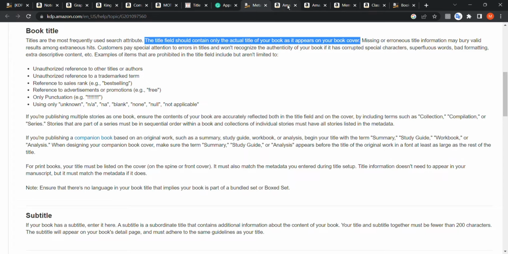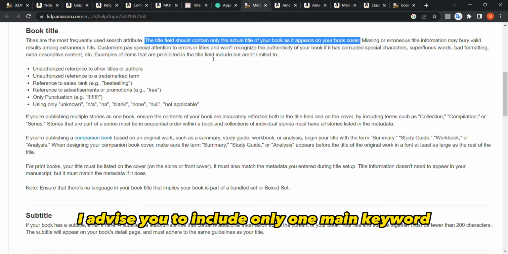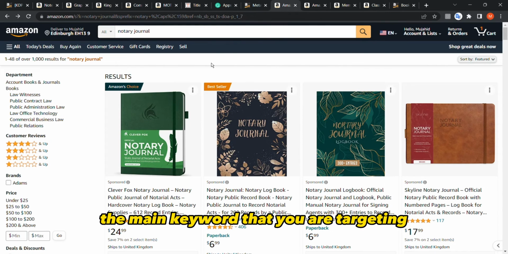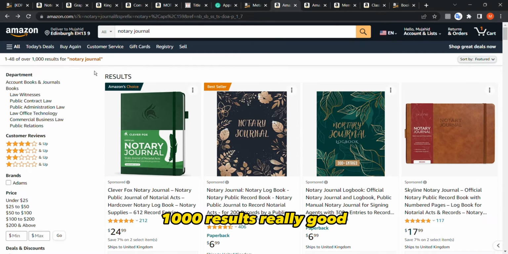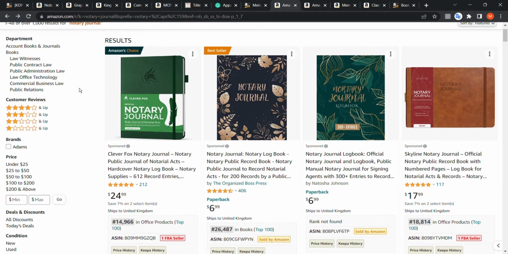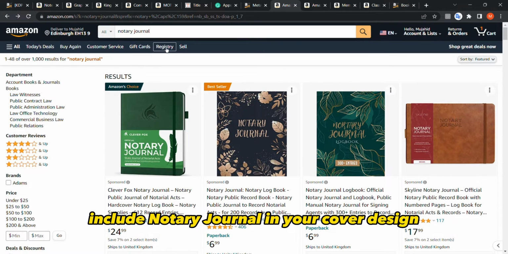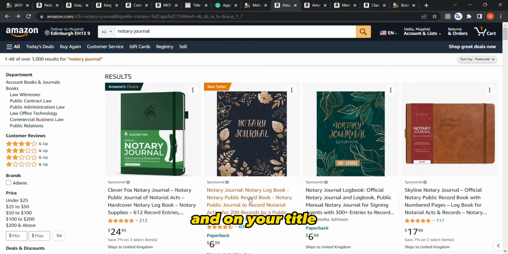And I advise you to include only one main keyword, the main keyword that you are targeting. So for example, if you are targeting here notary journal, 1000 results, really good. If you are targeting this niche, for example, include notary journal in your cover design and in your title.